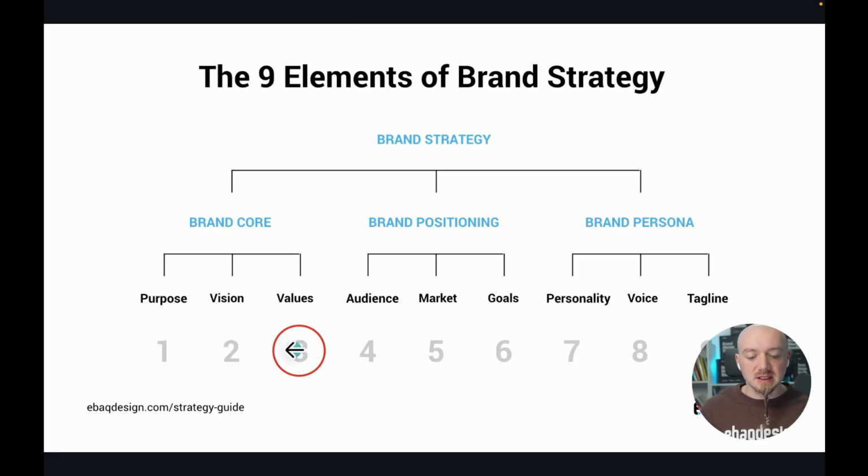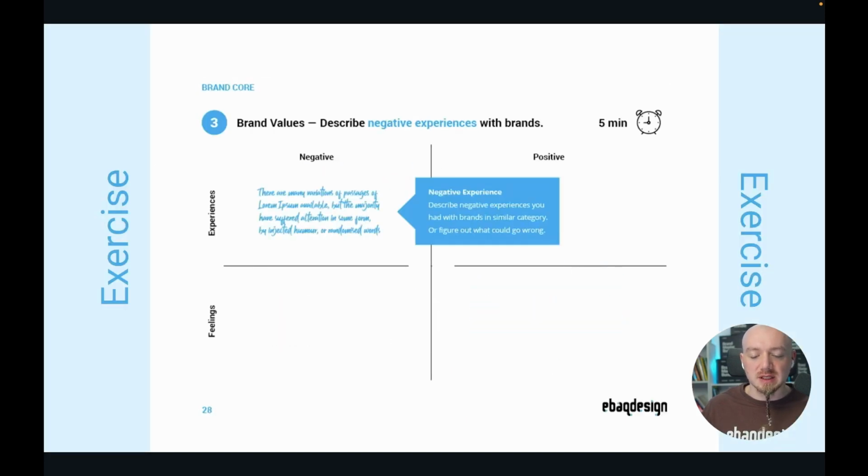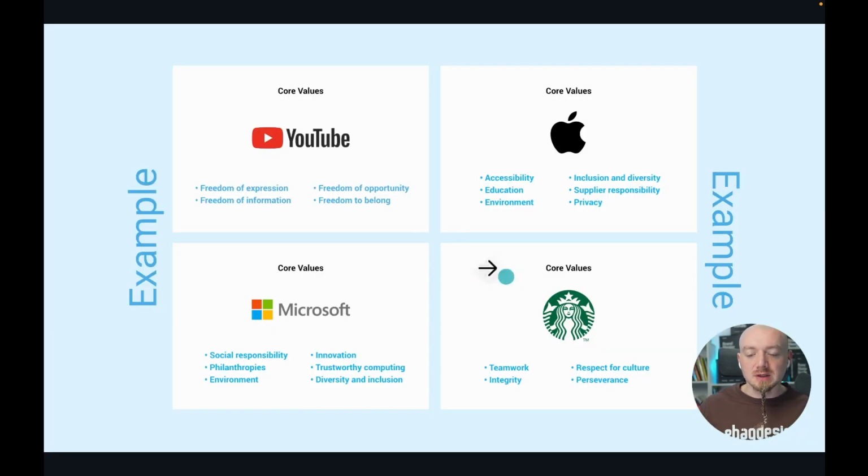The third exercise is about brand values. Here you need to create some values or philosophies that will guide your business, right? So again, here is an overview of the exercise. But core values are not just a list of nice sounding words on a page. They're guiding principles that define how the company actually operates, how it behaves and makes decisions. Here are some examples, and probably the most original or interesting one is YouTube, which is all about freedom, right? Freedom of expression, freedom of information, freedom of opportunity, freedom to belong.